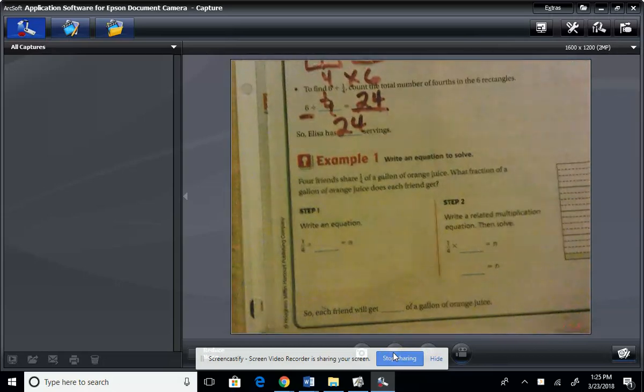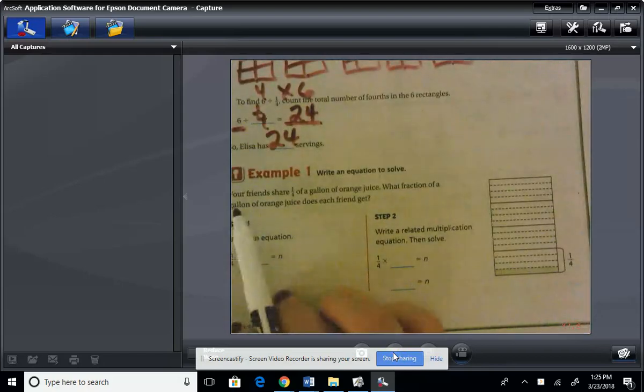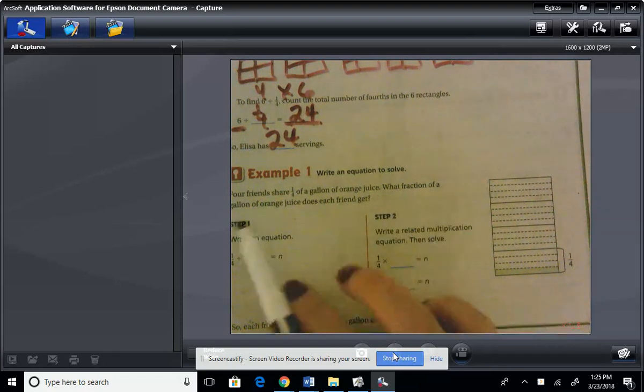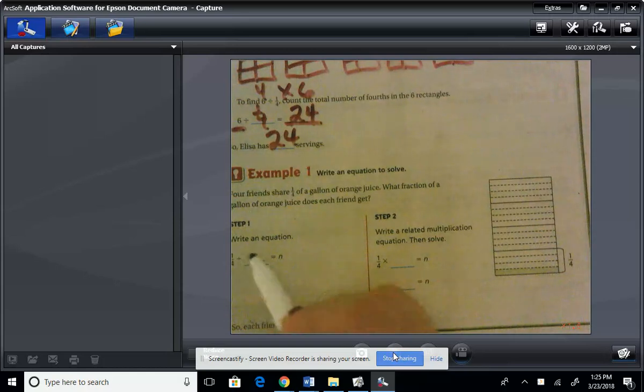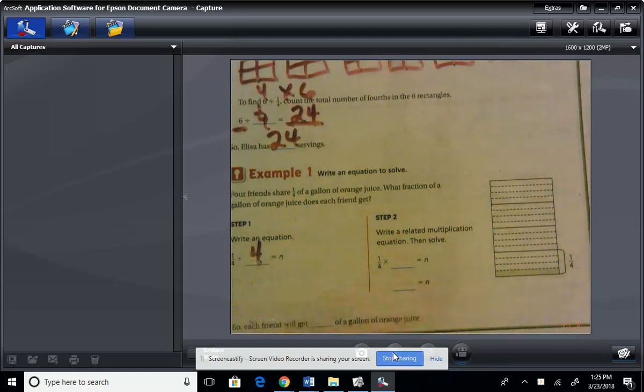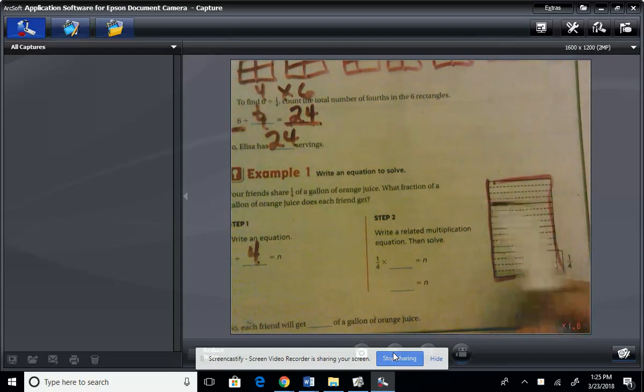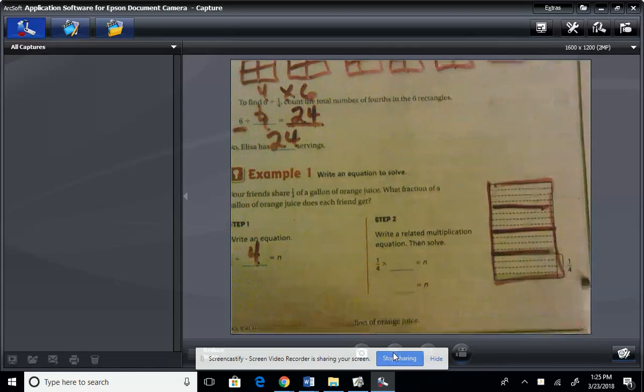So here's another problem. 4 friends shared 1/4 of a gallon of orange juice. What fraction of the gallon of orange juice does each friend get? So we have 1/4 divided by 4. So here's my gallon. And here's what they say. I've got to break it into whatever it said, and it said I had 1/4.